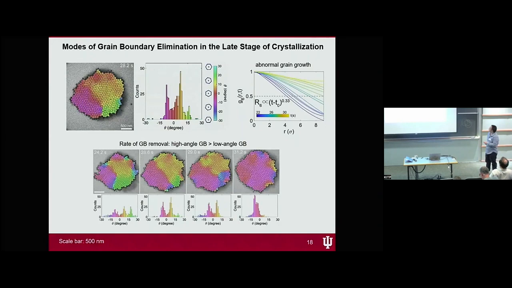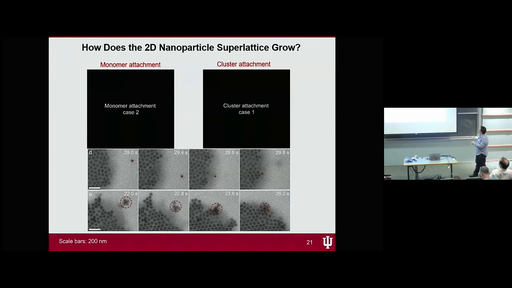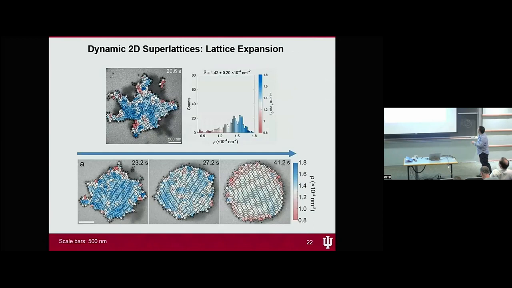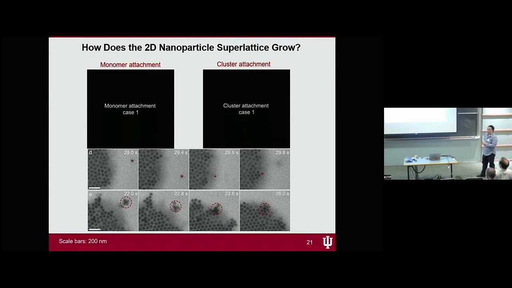One of the manifestations of that abnormal grain growth behavior is shown here, where if you look at the boundary of the growing superlattice, there's not only monomer attachment, but there's also this cluster attachment, where a group of particles will fly in from outside the field of view and attach to the green superlattice and become incorporated into the crystal.